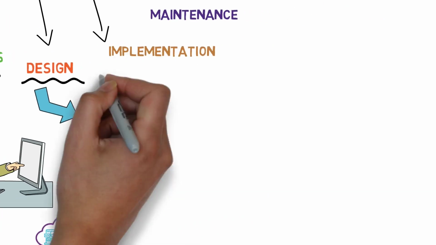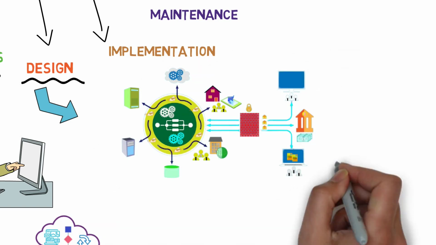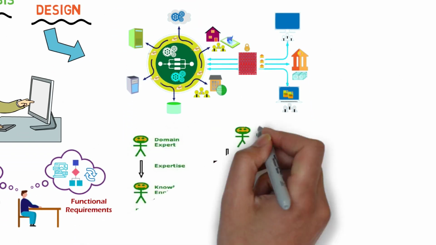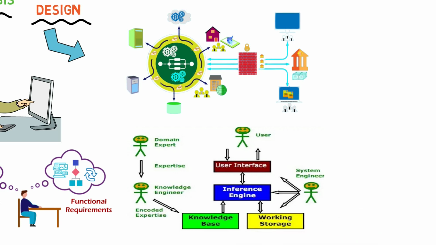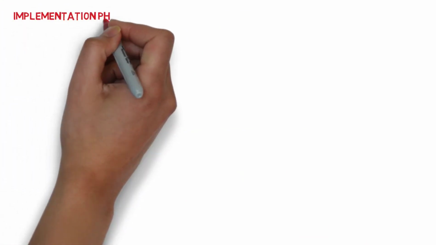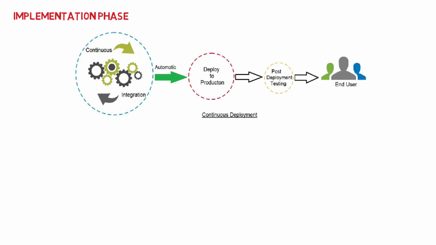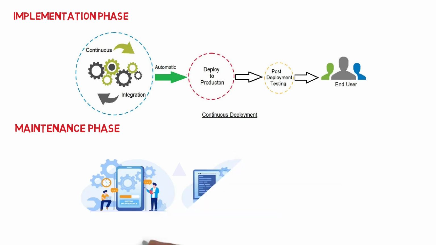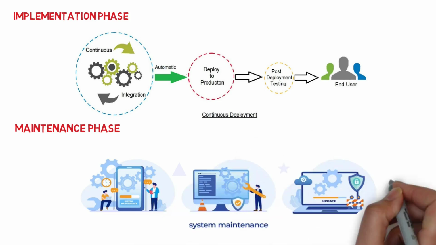During the design phase, the system's architecture and design are developed, and the system's components and interfaces are designed. In the implementation phase, the system is developed, tested, and deployed. Finally, in the maintenance phase, the system is monitored, updated, and maintained to ensure that it continues to meet the business's changing needs.